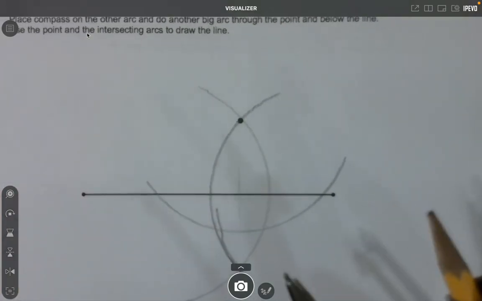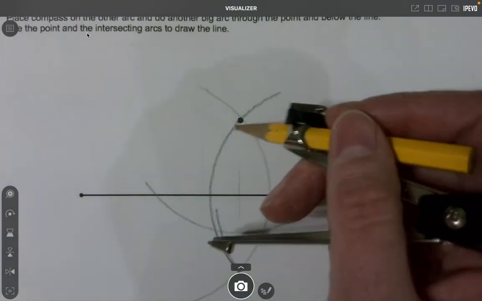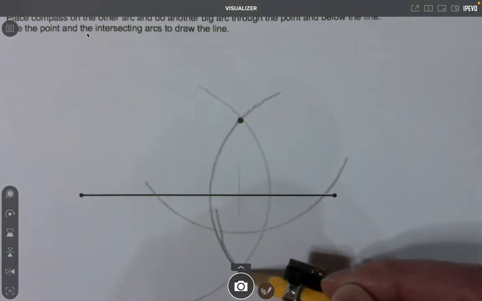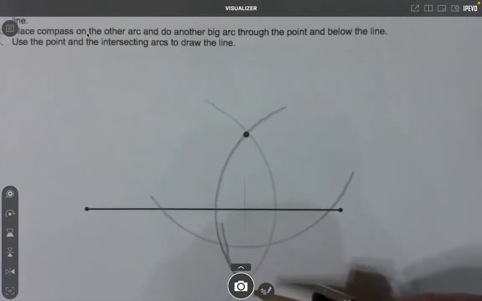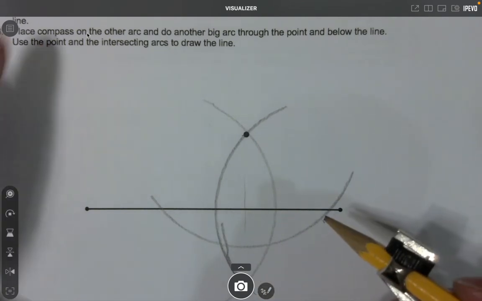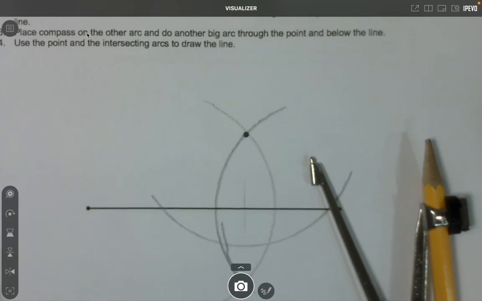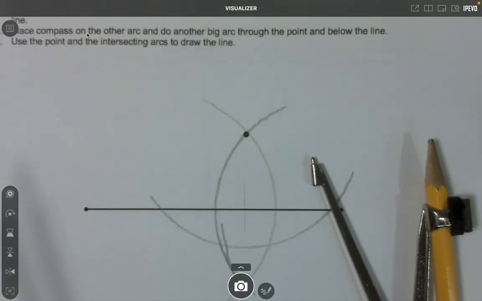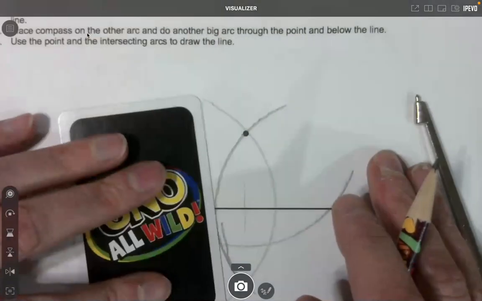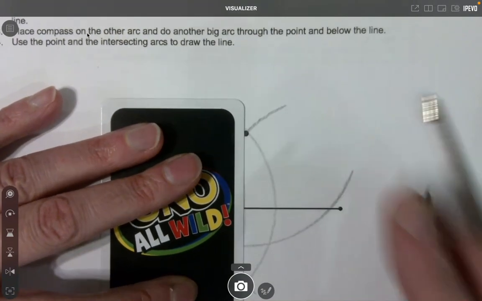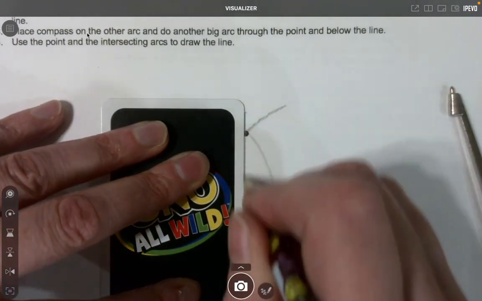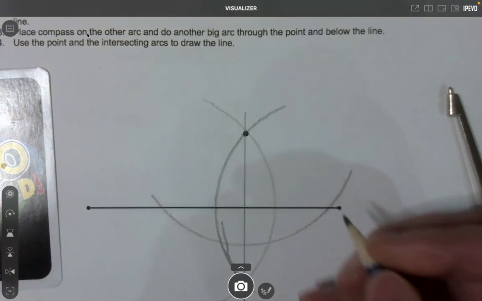So after you draw both of those arcs, you're going to notice it intersects at this point and then a point that's below. So my last step is to use the point and the intersecting arcs to draw the line. So let me go ahead and grab my pencil here, and then we'll connect it. And my makeshift straight edge, because remember, we don't need a ruler. We're not really measuring anything. We just need a straight edge.